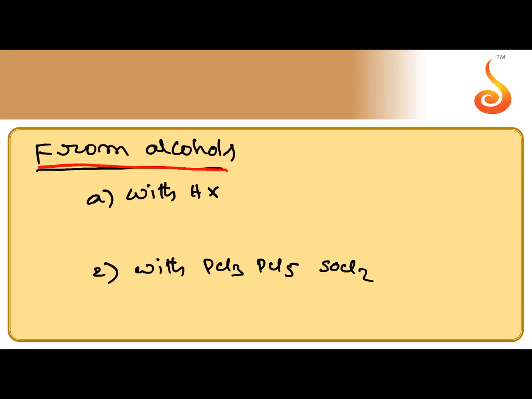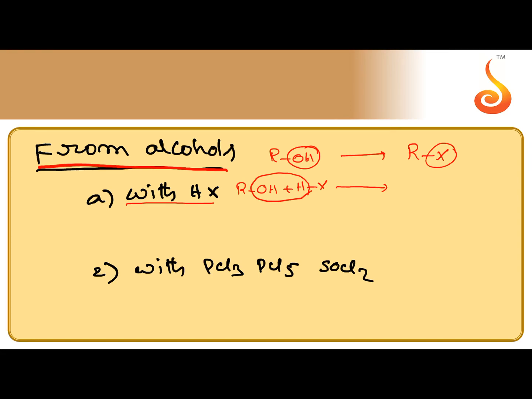Next method for the preparation of haloalkanes from alcohols. From alcohols to prepare alkyl halide, OH must be replaced with halogen atom. For that purpose, there are three methods. One, by reacting with hydrogen halide. When alcohol is reacted with hydrogen halide, OH is removed in the form of H2O. Then alkyl halide is obtained.